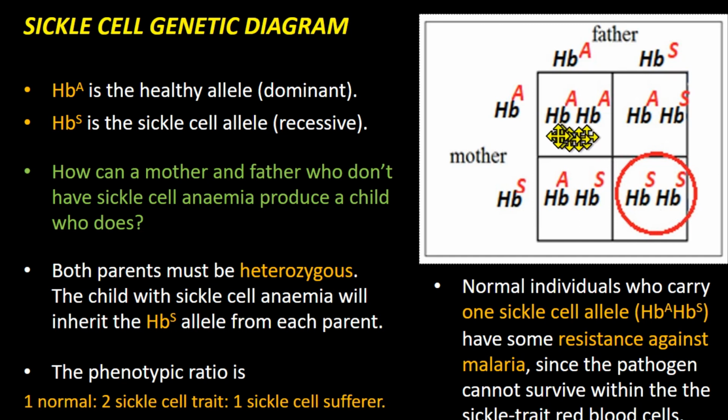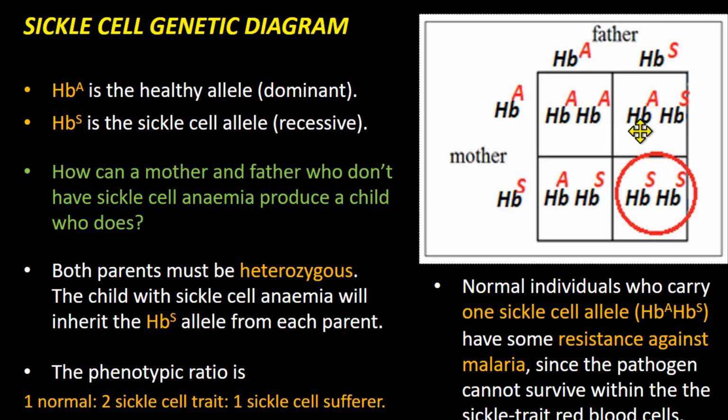So let's look at this first possibility here. This first child is going to inherit hemoglobin A from the father, hemoglobin A from the mother. And this child here is going to be normal because these are the healthy alleles. This second child here is going to inherit hemoglobin S from the father, hemoglobin A from the mother. Now, because hemoglobin S is recessive, this doesn't mean that the child will come out with sickle cell anemia.